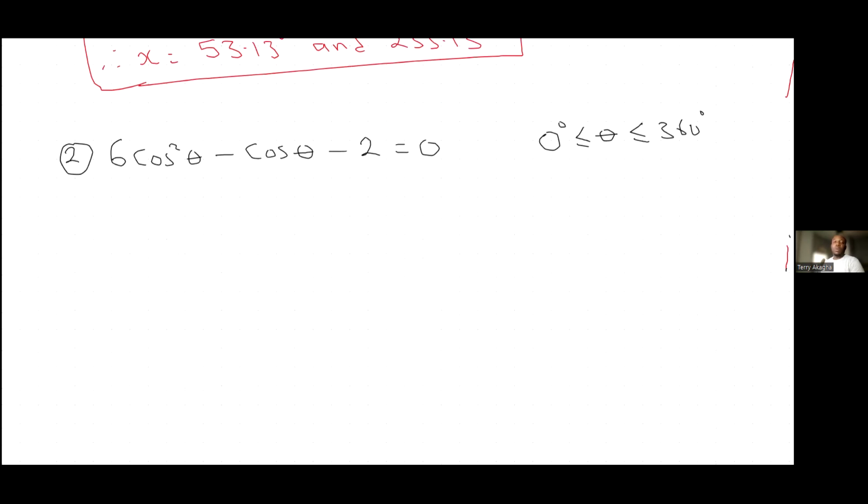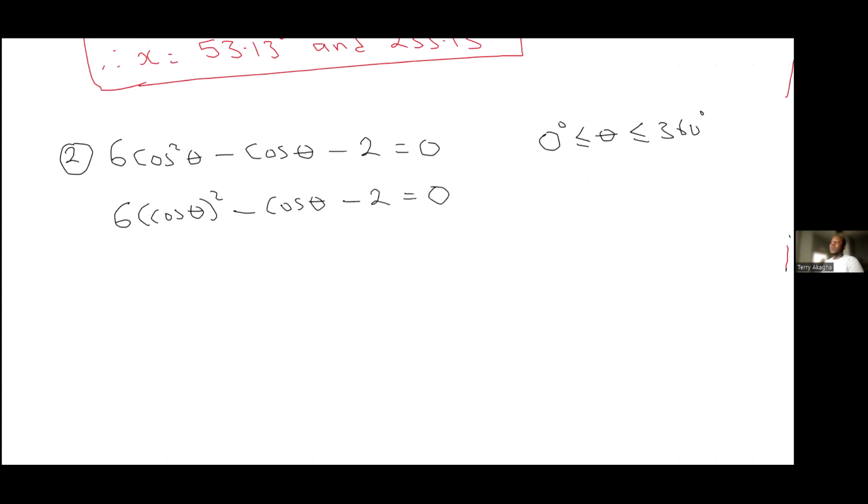Now, let's go. So we can solve this again. Cos squared theta is still the same thing as saying cos theta all squared. Are you seeing it? Let me write the 6 better. So the same thing as saying 6 times cos theta all squared. So cos theta all squared and cos squared theta are exactly the same thing. Minus cos theta minus 2 is equal to what? 0.